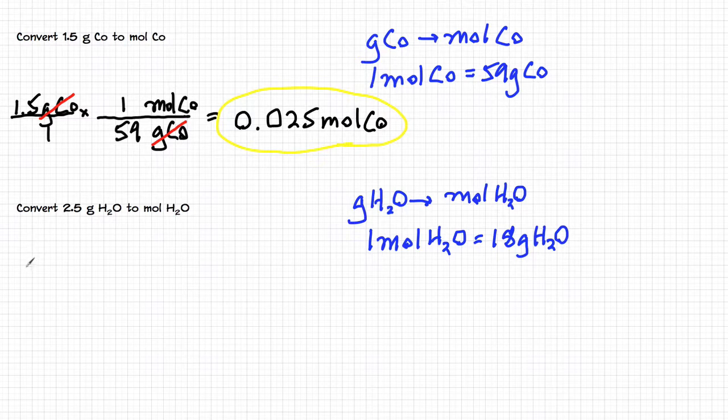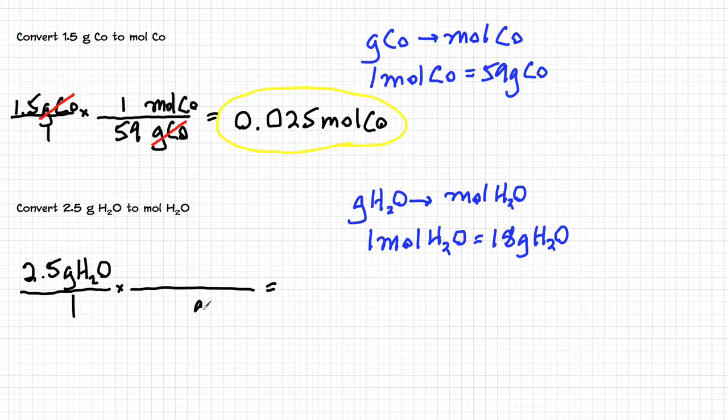So I start out with 2.5 grams of water, and I'm going to go ahead and put that all over 1. And we're going to do this in one step. And we want grams of water to cancel and replace with moles of water. And for every 1 mole, we're going to get 18 grams.